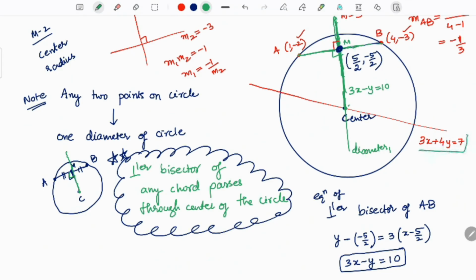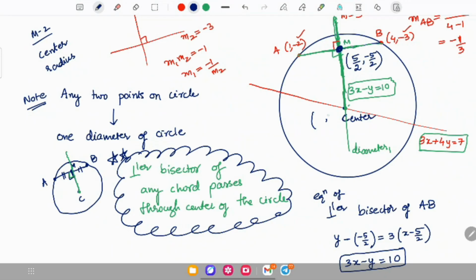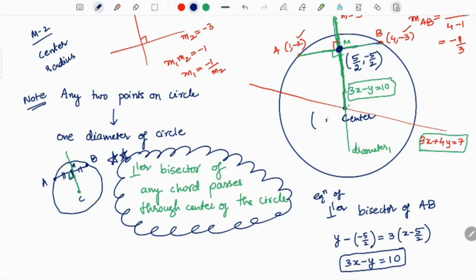Now, can we find the center coordinates? The center is nothing but the point of intersection of the two diameters. Find their point of intersection directly. Subtract what you get, the y coordinate. 3x cancels. Minus 5y is equal to 3. Y is minus 3 by 5.